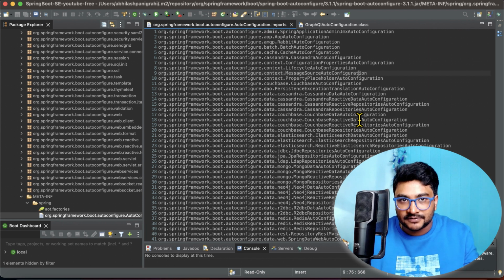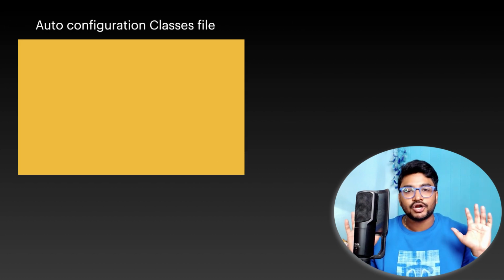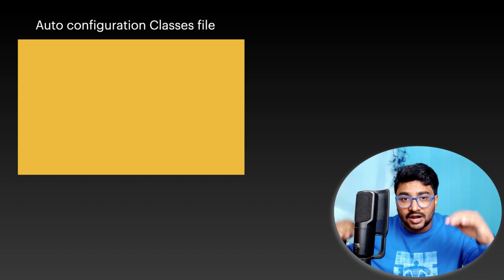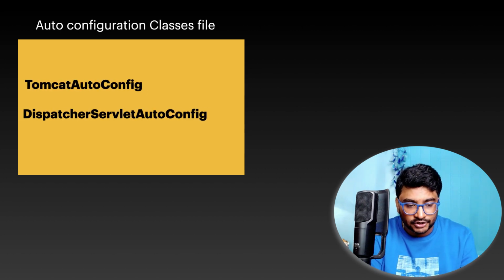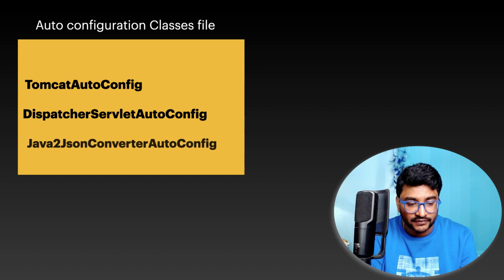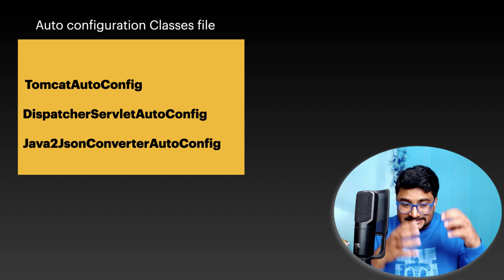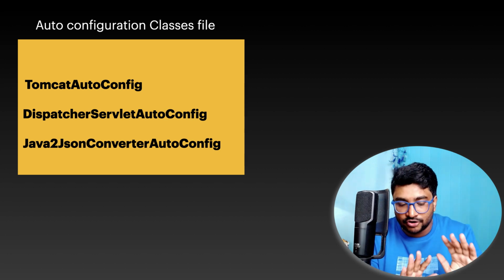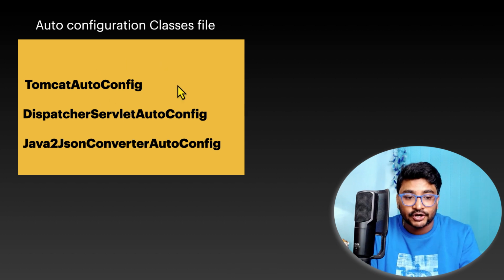Right now, if this is not making sense to you, then I'll show you a slide to make it easier. So now look at this. Now we have a file, an auto configuration file, and here a lot of Spring Boot auto configuration classes are listed, like Tomcat auto configuration, Dispatcher servlet auto configuration, Java to JSON converter auto configuration. These classes are written by the Spring Boot developer. So we have many classes like this, and they are placed inside an auto configuration file.